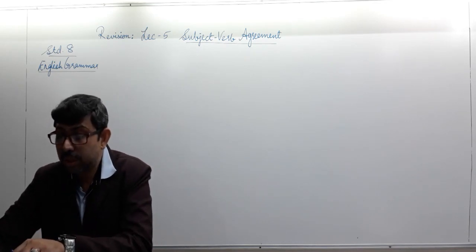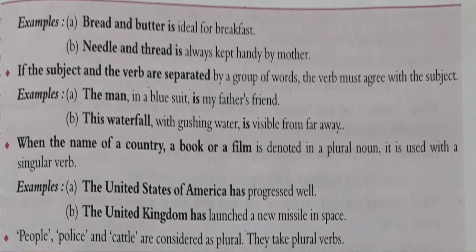In the next sentence you see, "This waterfall, with gushing water, is visible from far away." In this sentence too, you will find the words "this waterfall" separated with a comma from the next set of words, "with gushing water," which again has a comma, followed by "is visible from far away." Here you find the word "is," the singular verb, being agreed with the words "this waterfall," which is the subject in the sentence.